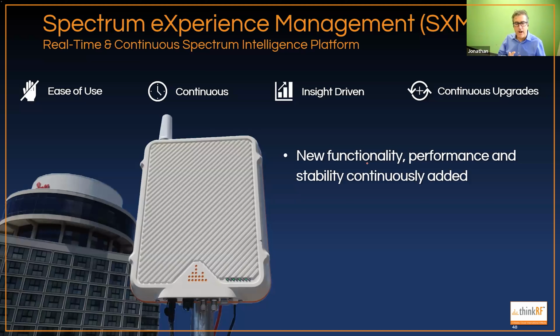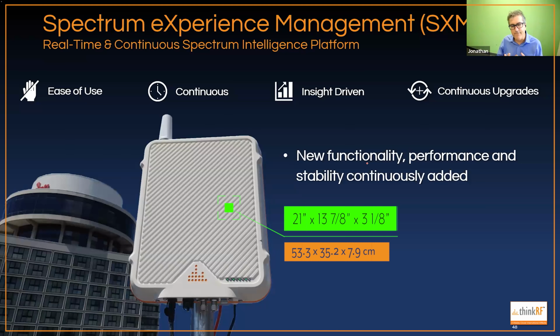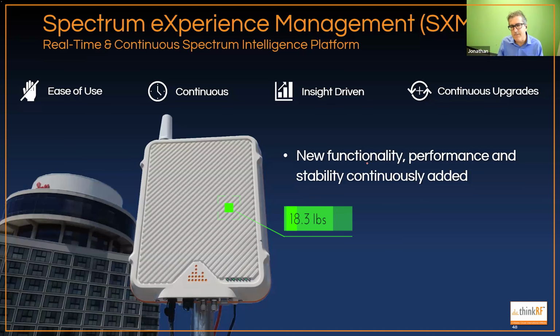There's a question that came in about how big the SXM node is. It is roughly about 1.5 feet by a foot by a few inches deep. And we've got another version of the node coming out that's about a third of that size. So fairly small, fairly light, very easy to install.